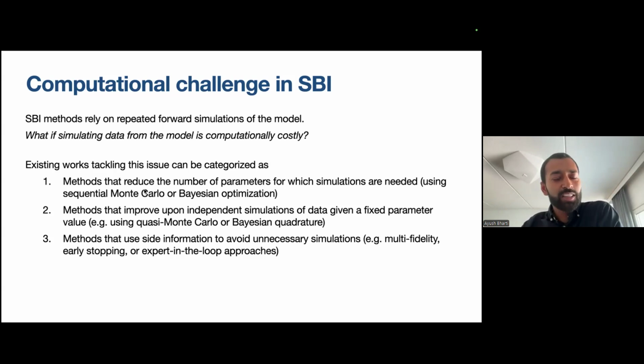So the first category is the methods that try to reduce the number of calls to the simulator, so the number of parameters. If you have fewer parameters, that means you need to run fewer simulations. This can be done using sequential training techniques, like in SNL, sequential NPE, sequential NRE, and so on, or sequential Monte Carlo, which is SMC ABC type of methods.